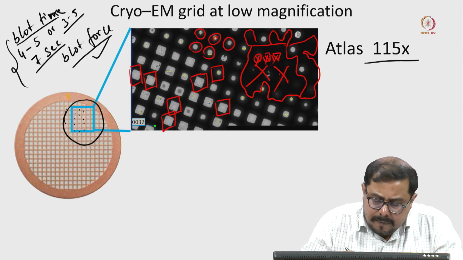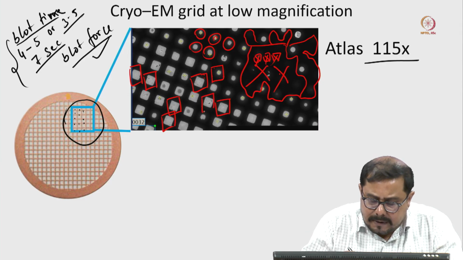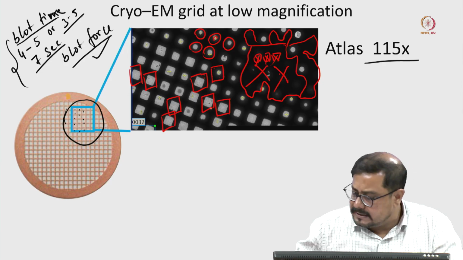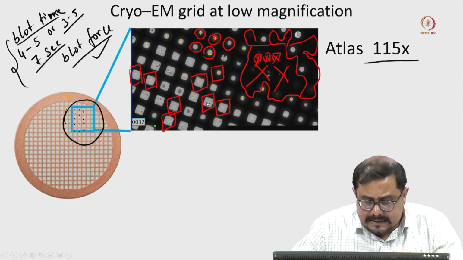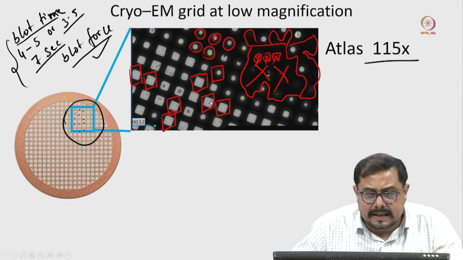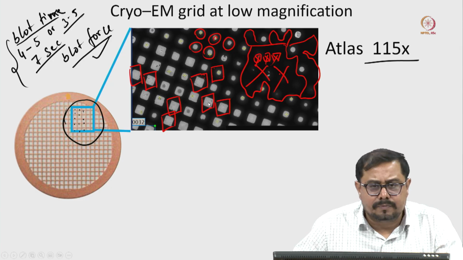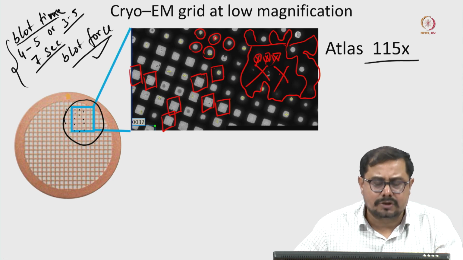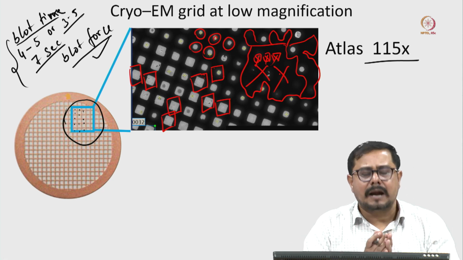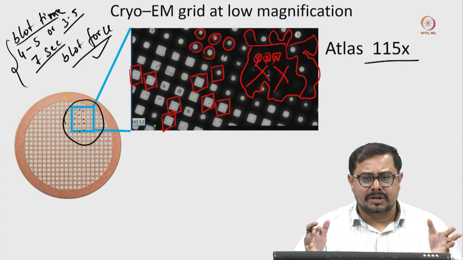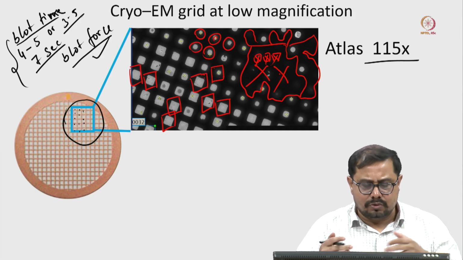Now if you pay attention to this particular square, at the center position you can see there are some broken areas in between. So this may be due to a handling issue. I will show you how the grids look when the carbon layer is damaged.